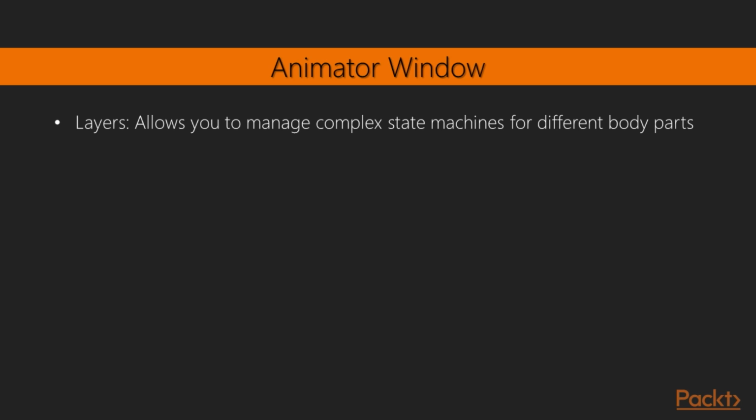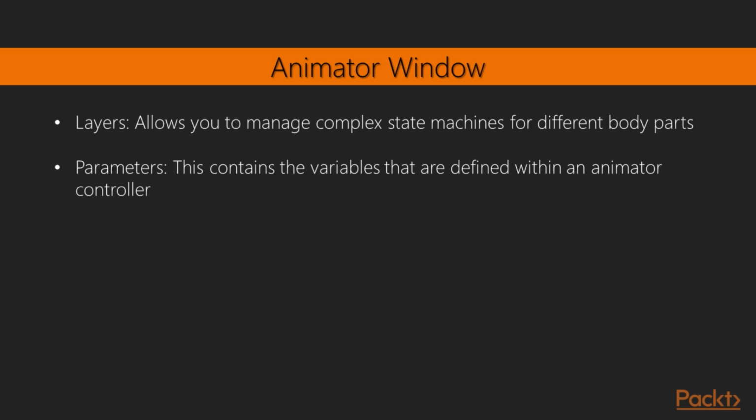Layers. This allows you to manage complex state machines for different body parts. For example, if you have a character who walks around while shooting, you can create two different animation layers, one for the upper body and the other for the lower body, with each controlling different state machines of different body parts, allowing both running and shooting animations to coexist within the same character mesh.